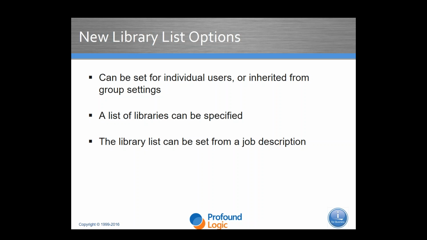So now you can set library list options for individual users, or you can inherit these options from the user's group settings. We allow you to now specify a list of libraries, or alternatively, you can pick up the library list from a job description. So let me show you now in Atrium how these features work.